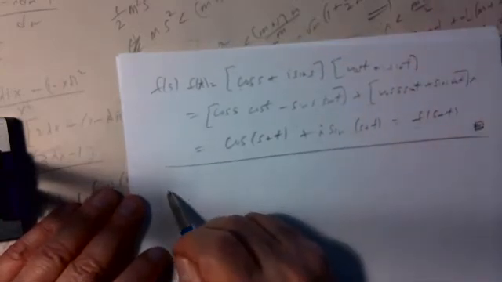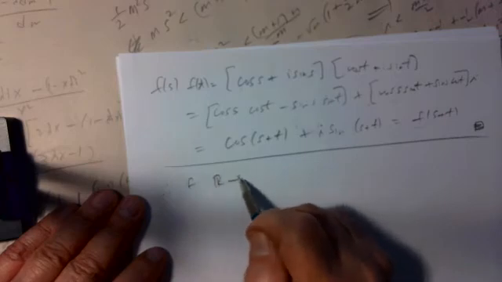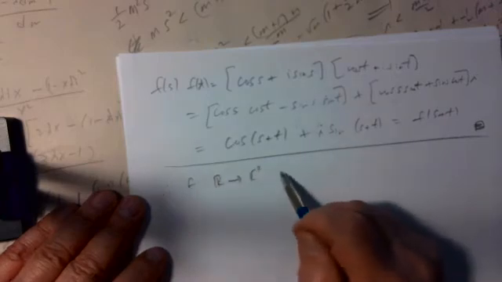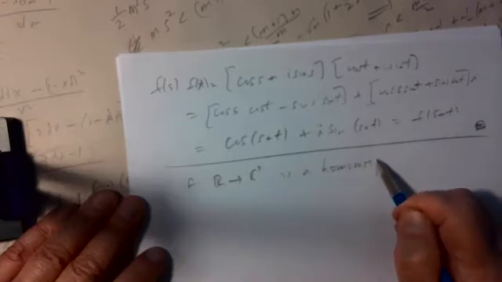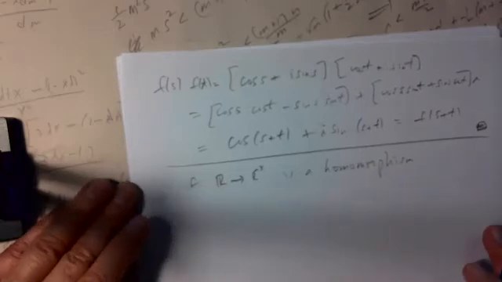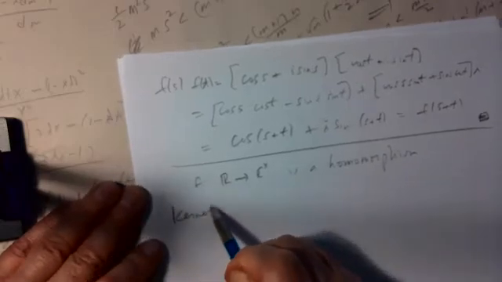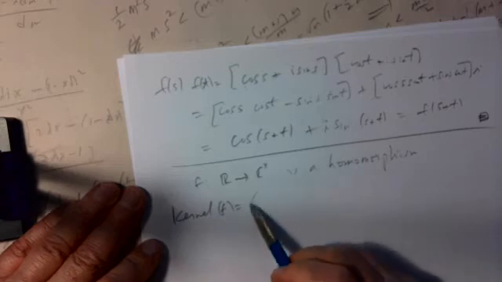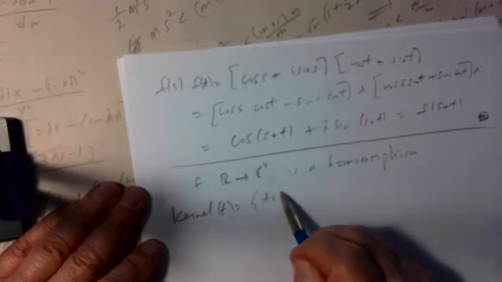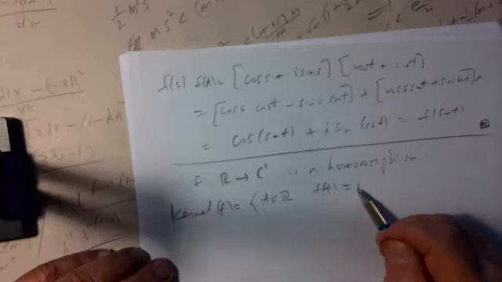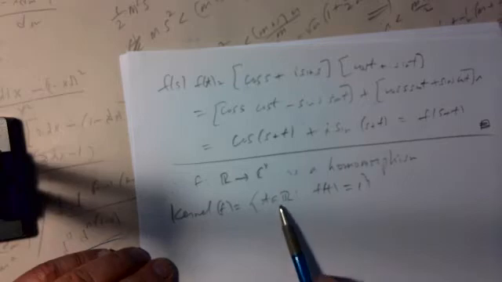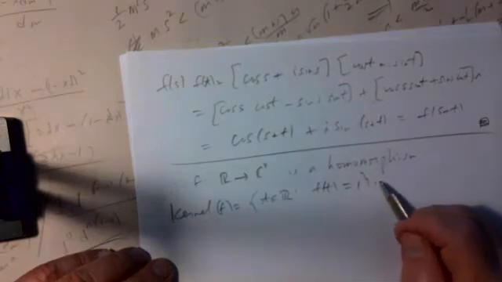So therefore, f from R to C star is a group homomorphism. What's the kernel of f? The kernel of f is all real numbers t such that f of t gets sent to the identity. What's the identity? In the multiplicative group of complex numbers, it's 1. So it's all t where f of t is equal to 1.